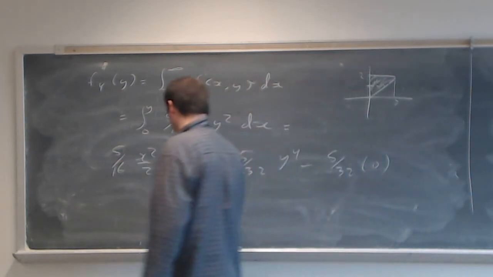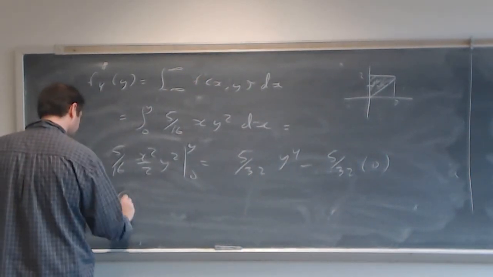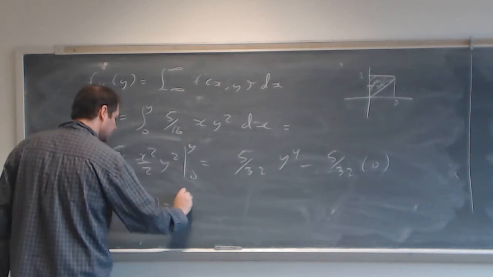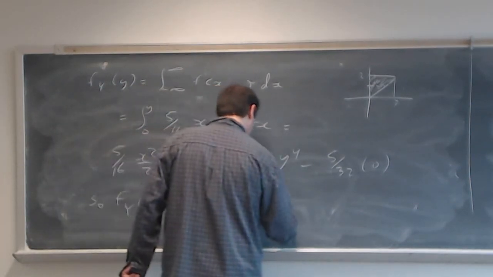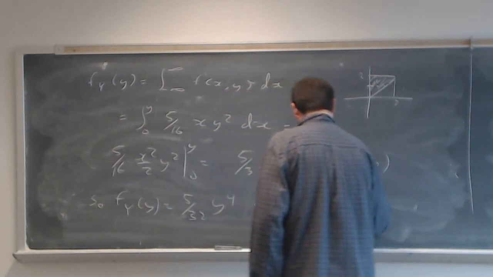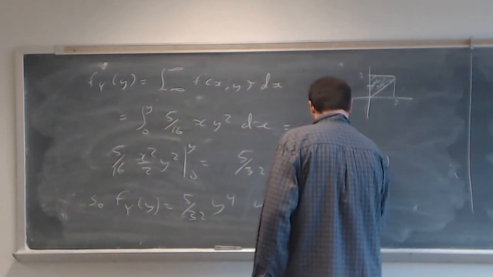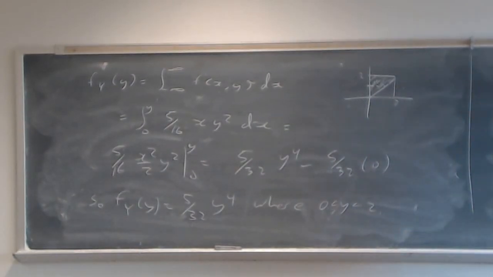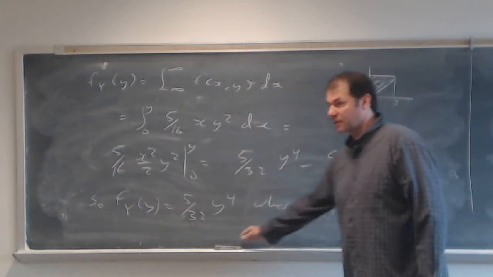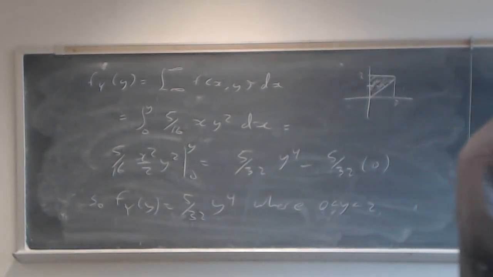And so what we end up getting is f sub y is equal to 5 over 32 y to the 4th, where y can run from 0 up to 2. And that gives us the individual PDF of y. And of course, we could do a similar thing to find the individual PDF of x. But I'm not.